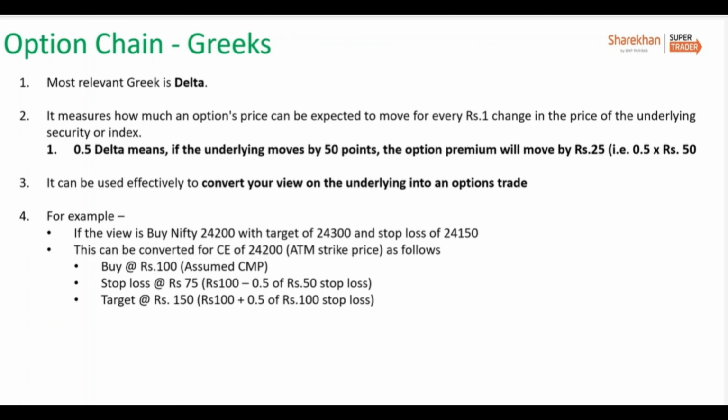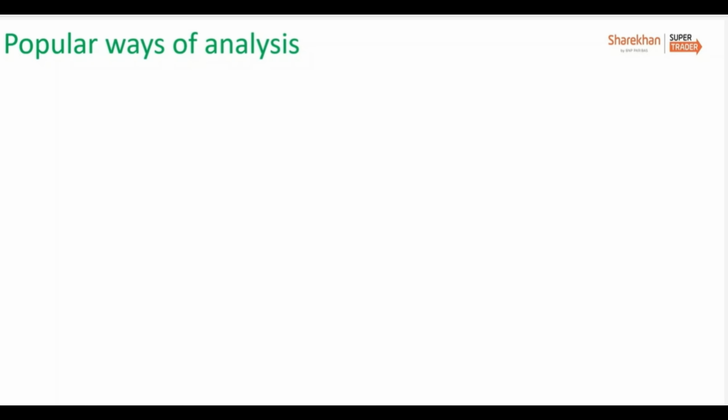Okay, so we looked at open interest, PCR, and delta, which is one of the most important things I would say. Okay, now let us try and combine all of these things and look at a structured way, or say a process, how to start, how to give direction, how to create a view, and how to convert that view into a trade. So let's try and do that. We will try and do that with the current market scenario.